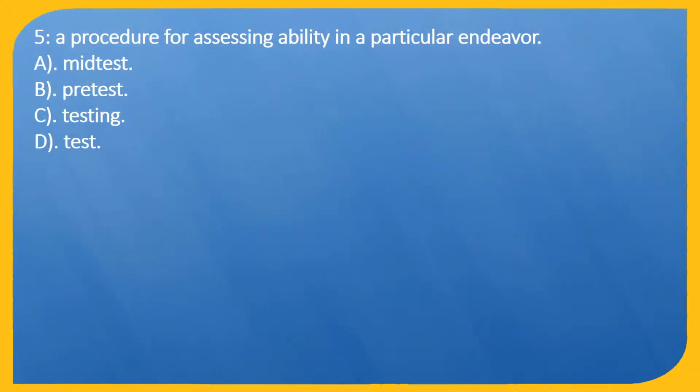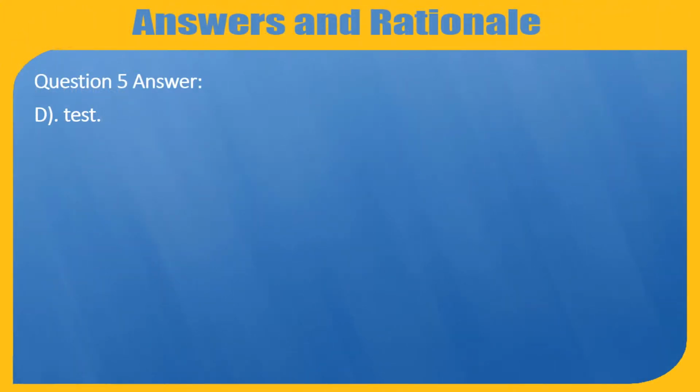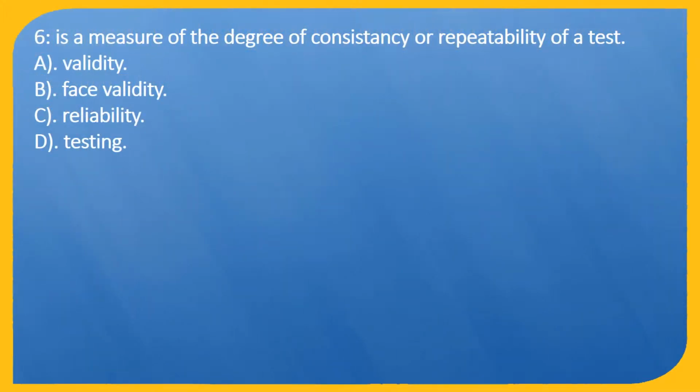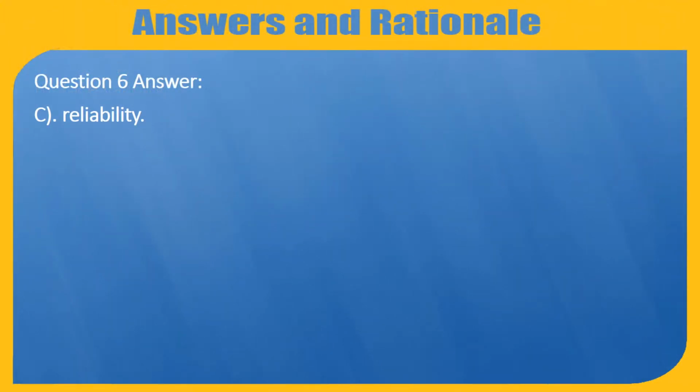Question 5: A procedure for assessing ability in a particular endeavor. A. Mid-test. B. Pre-test. C. Testing. D. Test. Question 5 answer, D. Test. Question 6: Is a measure of the degree of consistency or repeatability of a test. A. Validity. B. Face validity. C. Reliability. D. Testing. Question 6 answer, C. Reliability.